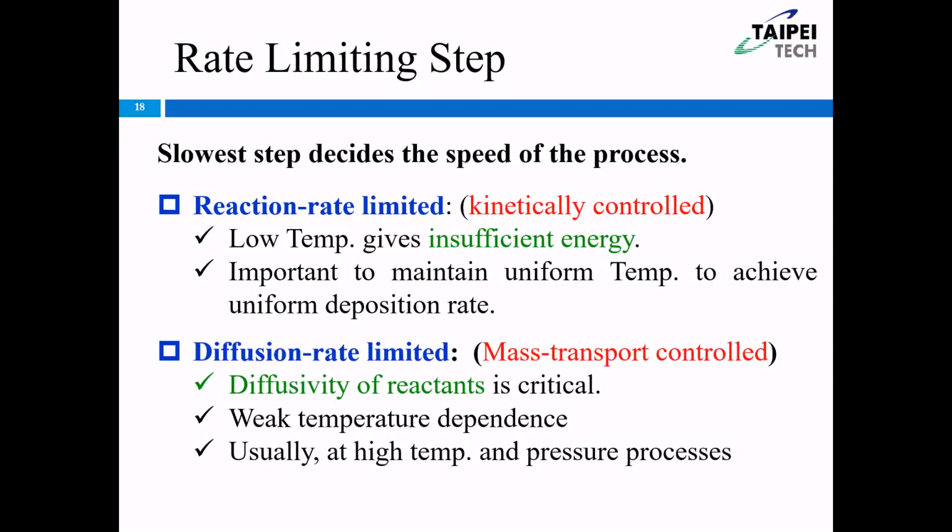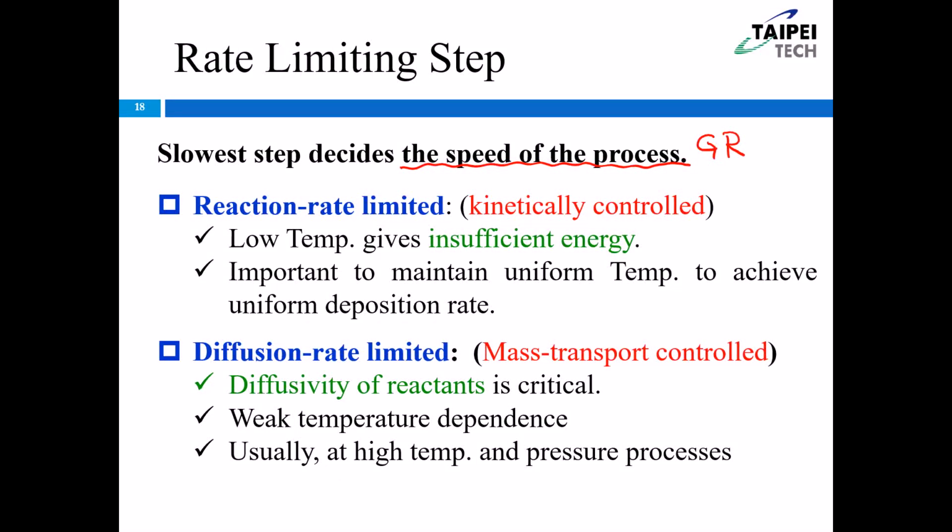Okay, so for the following 3 pages, I want to show you the growth rate or deposition rate limiting step. What does that mean? It means today the slowest step can decide the speed of the process. The speed of the process means the growth rate or the deposition rate, or maybe we can just write it down as the growth rate, okay? And there are 2 mechanisms. We mentioned the first one is the reaction rate limited. What does that mean?